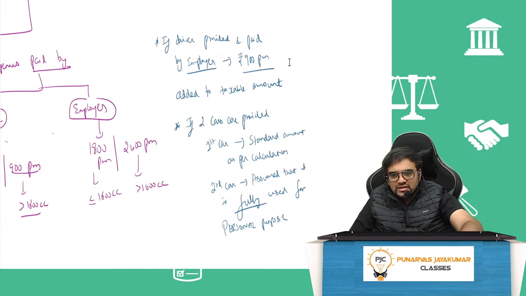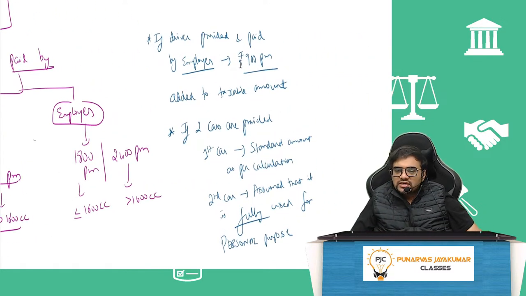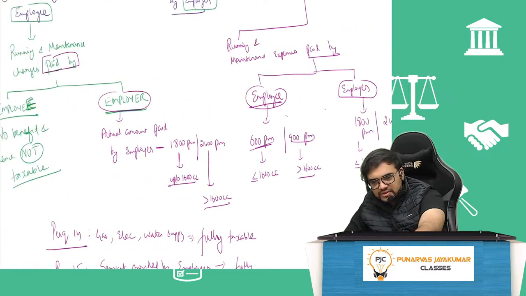If a driver is provided and paid by the employer, an extra 900 rupees per month will be added to the taxable amount. Driver also you have to add. If two cars are provided, first car is at the standard amount as per calculation. Second car, assume that it is fully used for personal purpose. If two cars are there, then that personal purpose calculation will come.